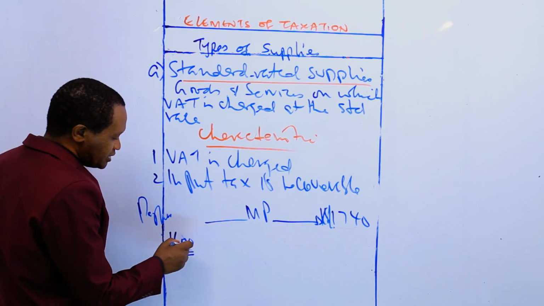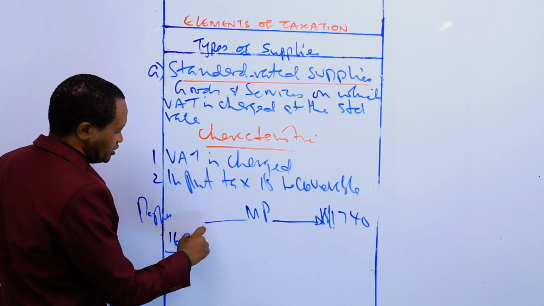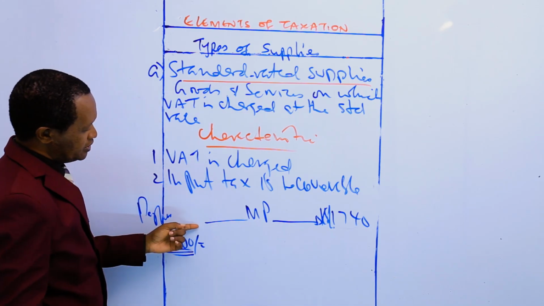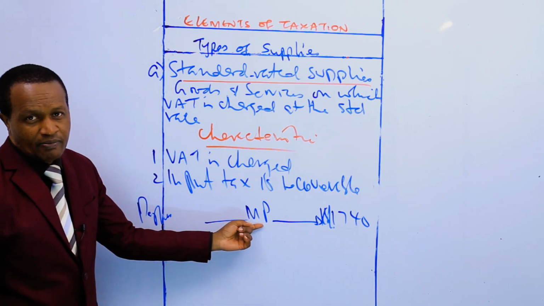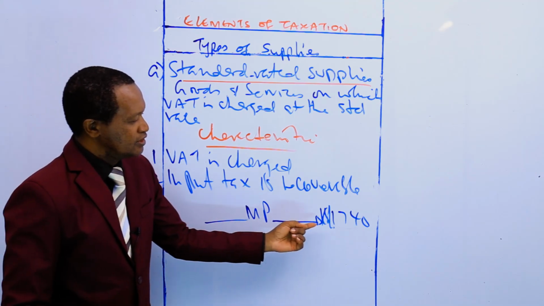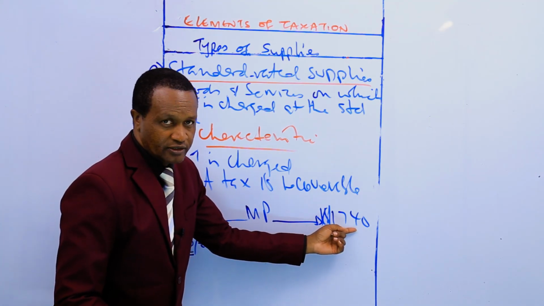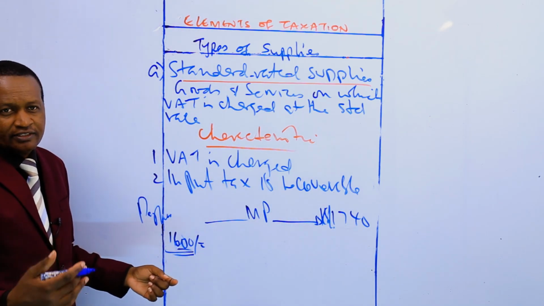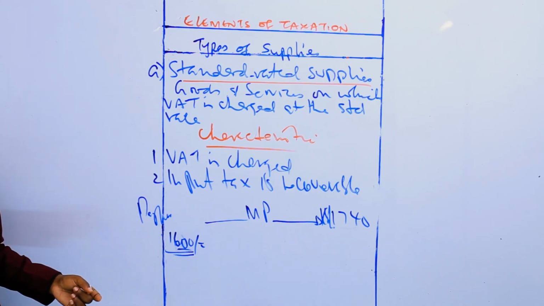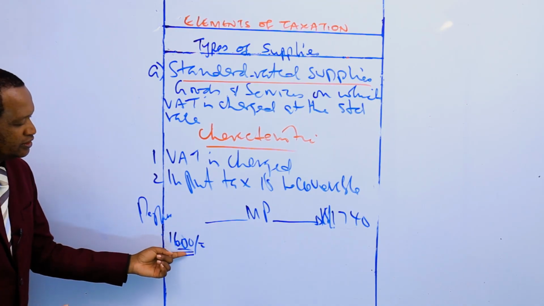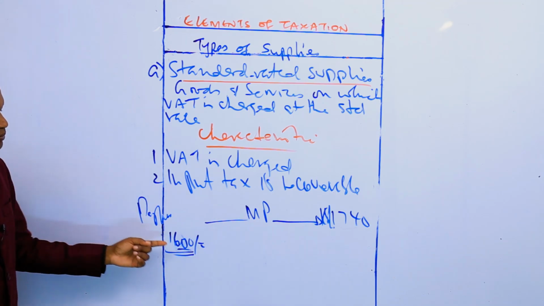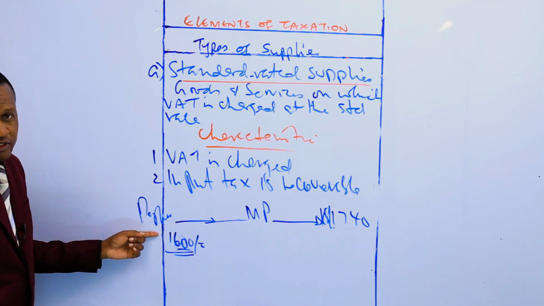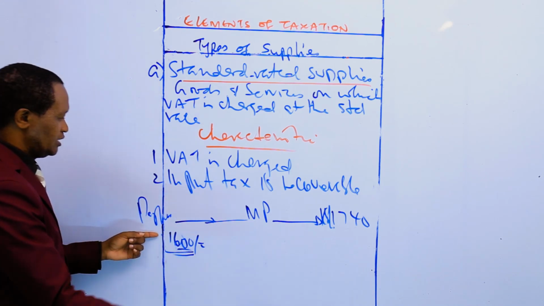So Manifested buys this paper at 1,160 VAT inclusive. We're saying here that Manifested Publishers, which is selling standard rated supplies, books at 1,740 VAT inclusive, can recover the input tax that was paid when buying this paper. This paper is an input. We have other services and expenses as well.